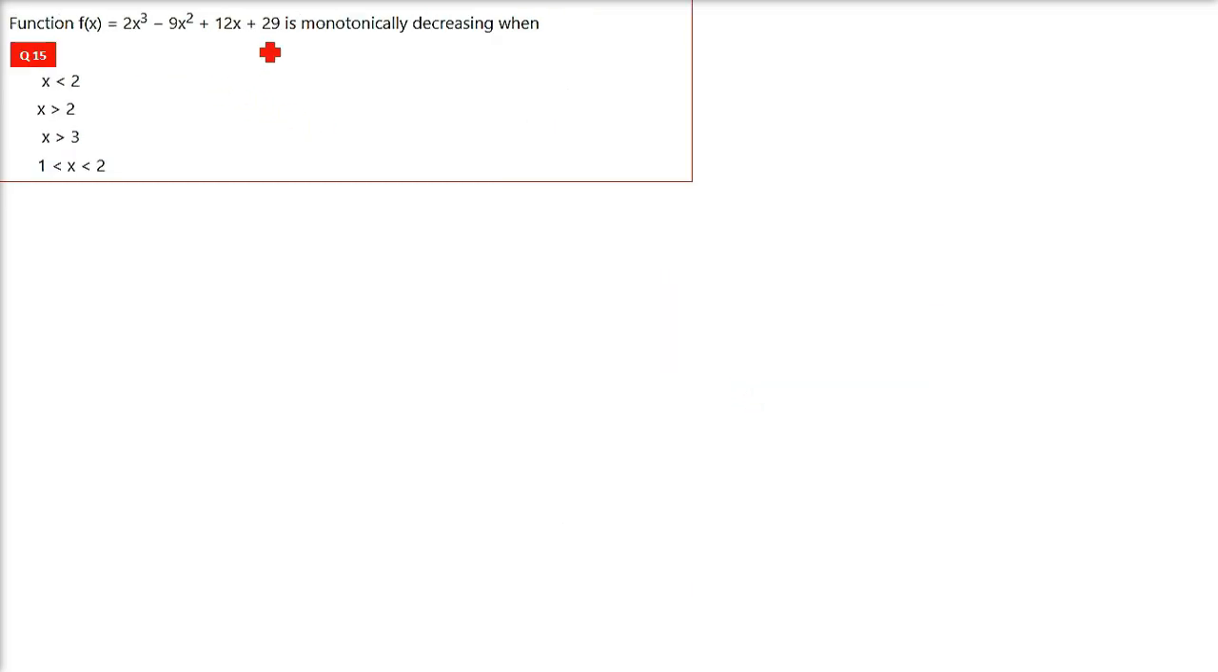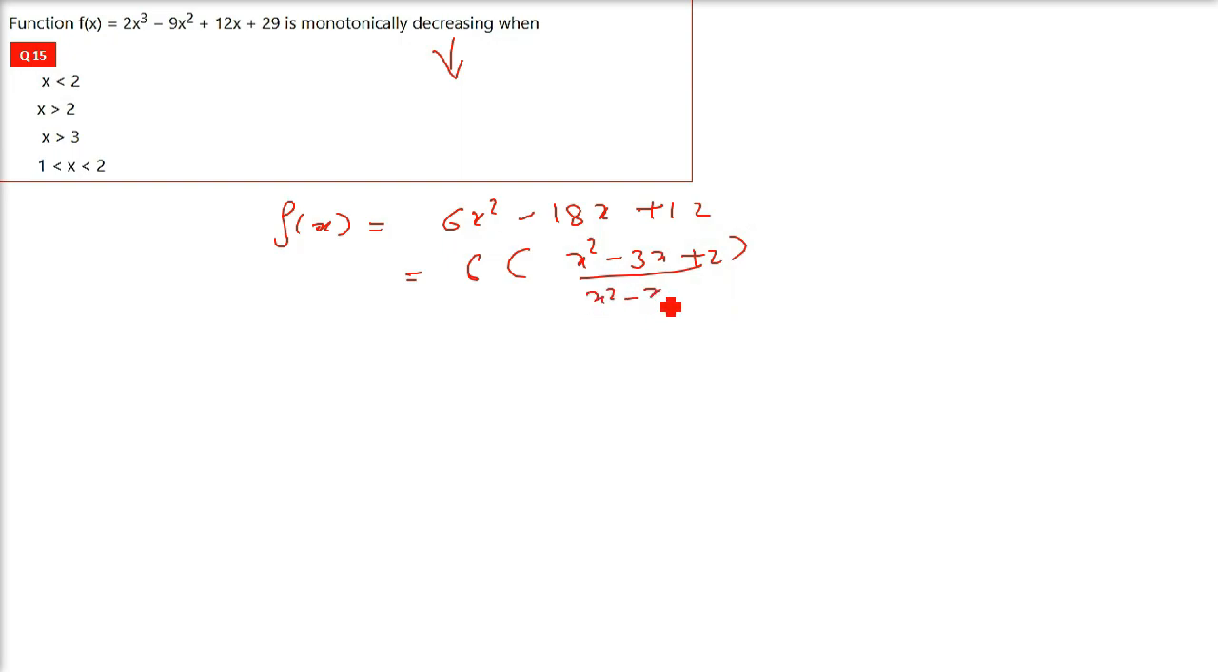2x cube minus 9x square plus 12x plus 29 is monotonically decreasing when? So when we are decreasing, what do we do? It's f(x), we'll take the differentiation. It is going to be 6x square minus 18x plus 12. Now take 6 outside. You're going to get x square minus 3x plus 2. So x square minus 3x plus 2 is x square minus x minus 2x plus 2, so x minus 1 and you can take minus 2 here. So you will get (x minus 1) into (x minus 2).